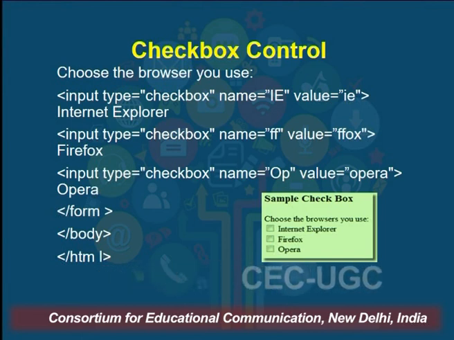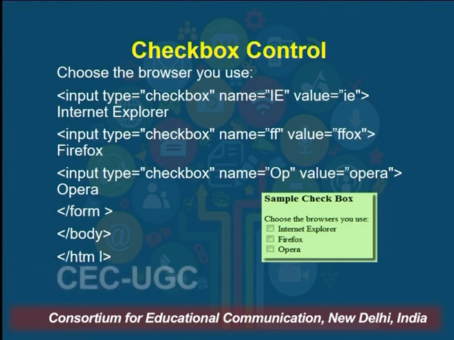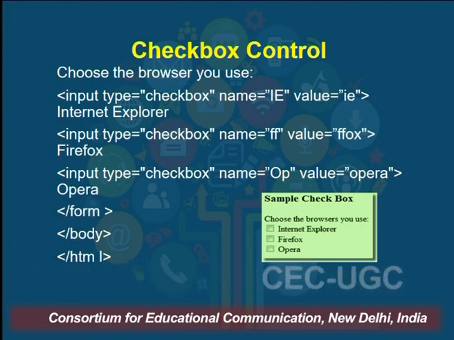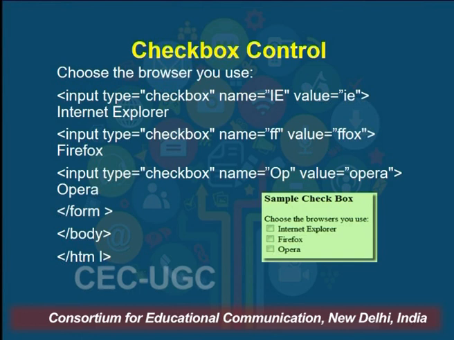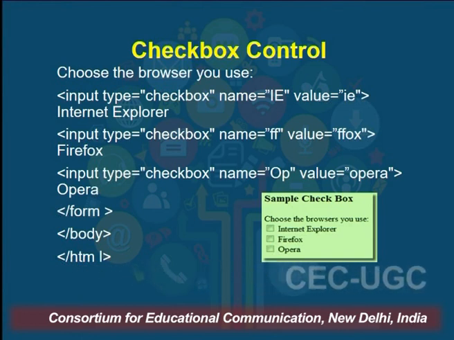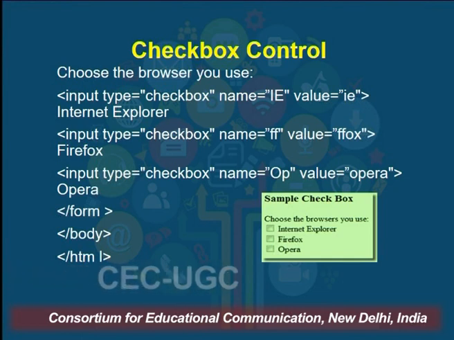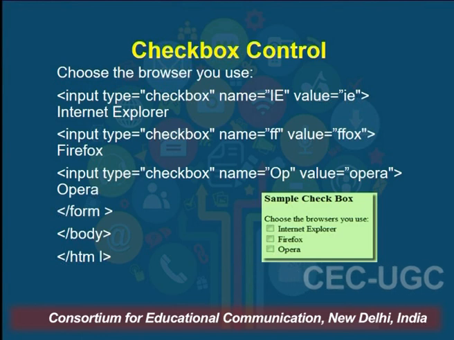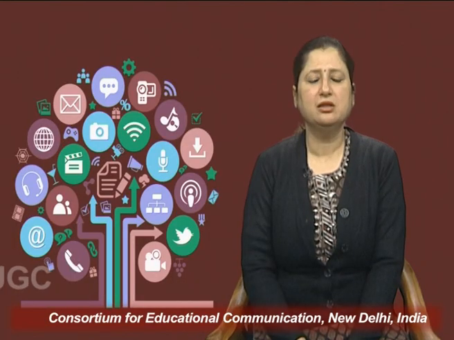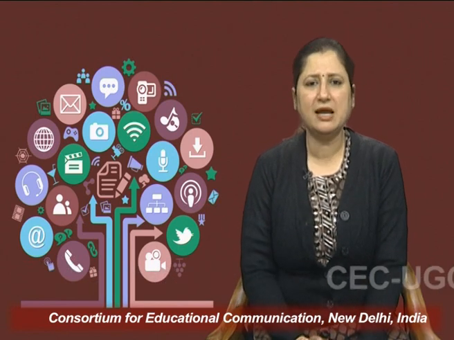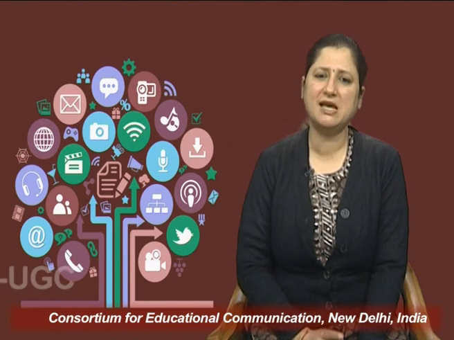You will have to write input type equal to checkbox, you will give the name to the checkbox and you will give a value. Here you are giving the value attribute, and the significance of the value attribute is that this value will be sent to the server. And name of course is used for identifying the checkbox by the server. Because you are giving separate names and separate values, that particular value will be sent to the server if this checkbox has been selected.